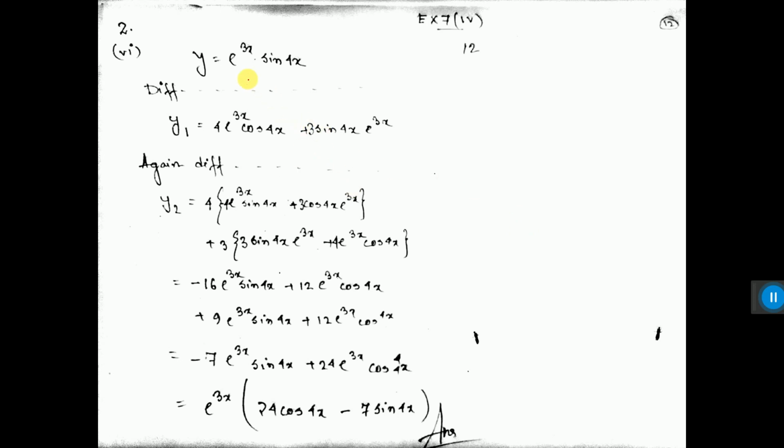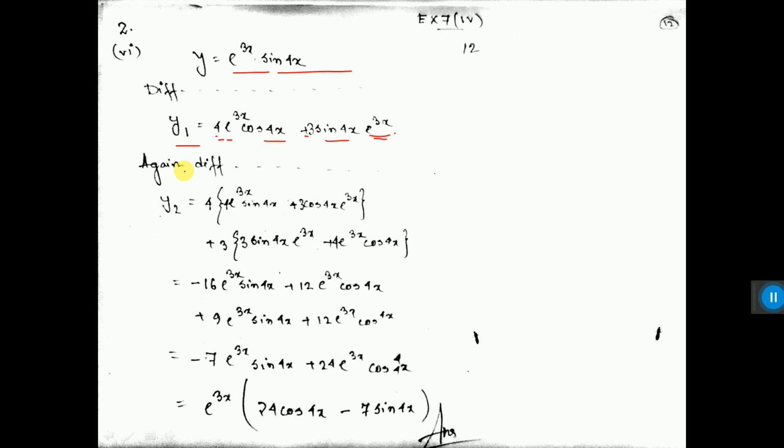Now y equal to e to the power 3x sin 4x, u into v differentiation. So differentiating both sides with respect to x, y1 equal to u into d/dx of sin 4x is cos 4x, again cos 4x differentiation 4, this is in front, plus u d/dx of v plus v d/dx of u, that is sin 4x into d/dx of e to the power 3x, that is e to the power 3x into 3, that 3 I have taken here.